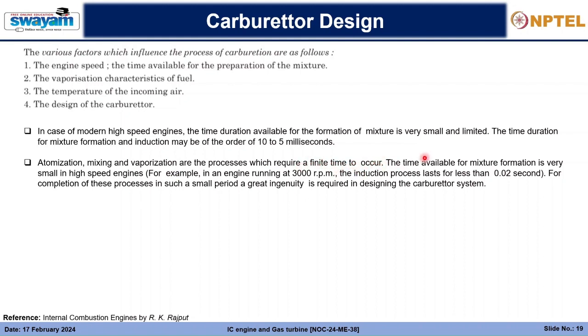That we understand. So, for example, the time available for mixture formation is very small in a high-speed engine. For example, in an engine running at 3000 rpm, the induction process lasts for less than 0.02 seconds. Are you understanding why 0.02 seconds? So I will tell you. For completion of this process in such a small period, very great ingenuity is required in designing the carburetor. That we understand. But why is it 0.02 seconds? So let me solve this problem for you.